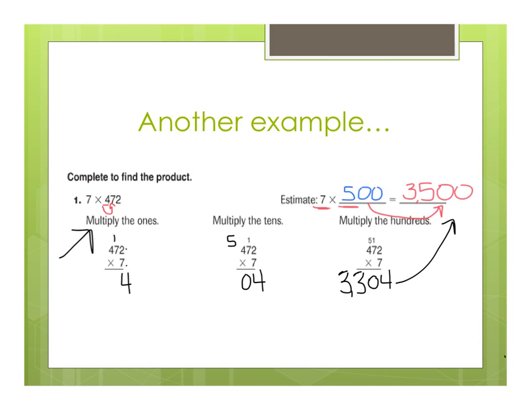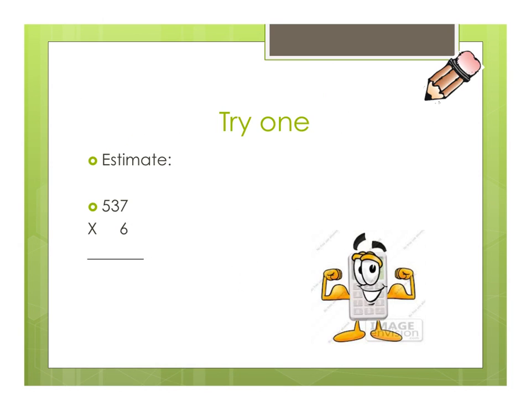Think. If you thought it was the commutative property of multiplication, you are absolutely right. Nice job. Okay, now it's time for you to try one.